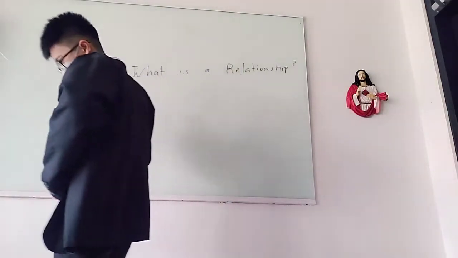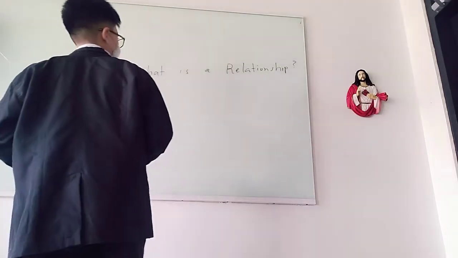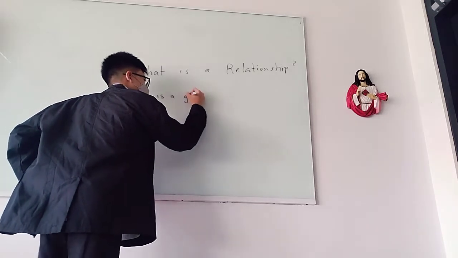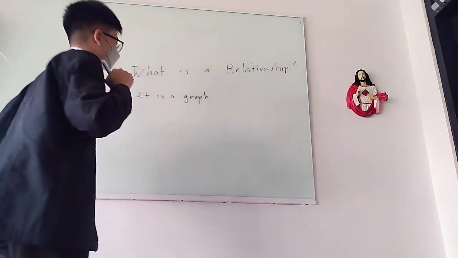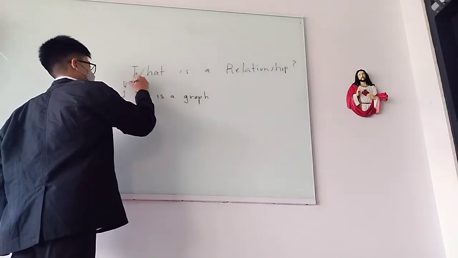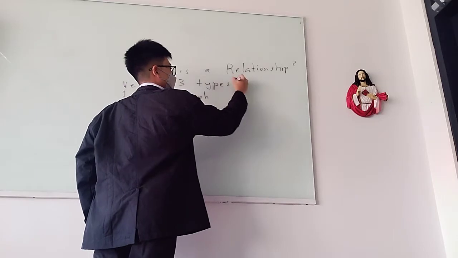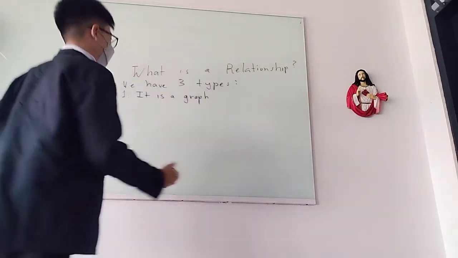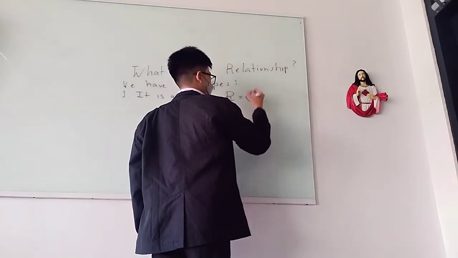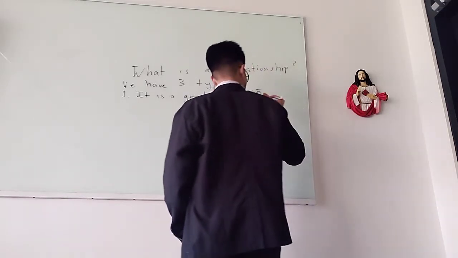So there are three versions of what we call a relationship here in relationship theory. The first form is that it is a graph, which I will expound upon in this lecture. So we have three types. First it is a graph, G, or I'll call it R, not a ring, which is an ordered pair, R bar and E.